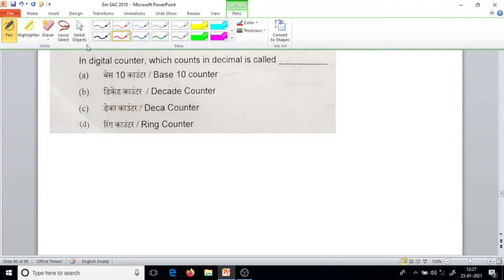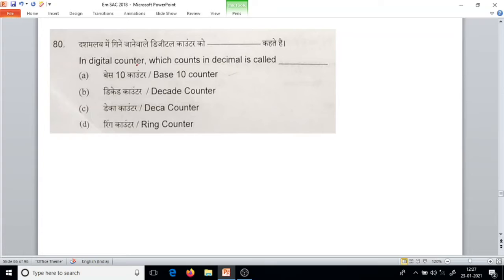Question number 80. A digital counter which counts in decimal is called a decade counter. That means this counts from 0 to 9. Using multiple decade counter ICs, we can count whatever number we want. And there is a TTL IC to do this decade counting. The number is 74LS790. It's a decade counter IC.